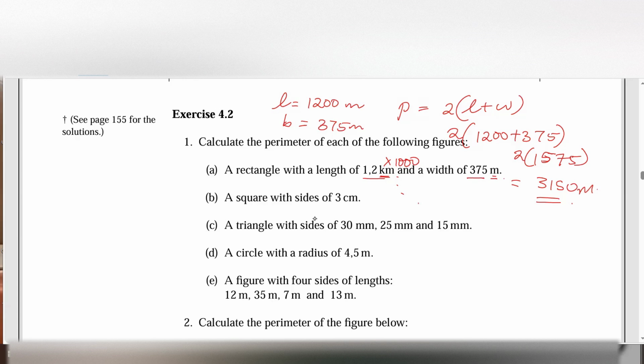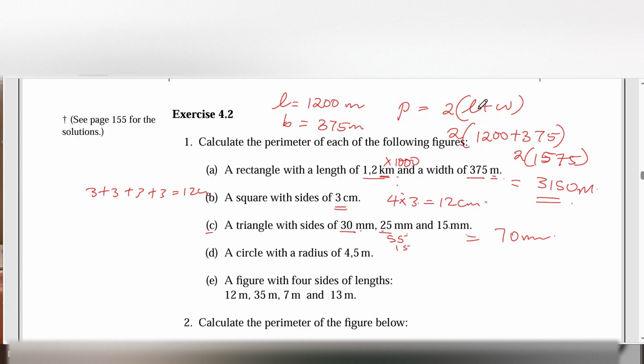Then a square that is having sides 3 centimeters, we say 4 times 3, which is 12 centimeters. Or 3 plus 3 plus 3 plus 3, we get 12 centimeters. Then part C, if we have a triangle with these 3 sides, in millimeters, we just have to add up everything. So 30 and 25, that's going to be 55. 55 plus 15, that's going to be 70 millimeters.